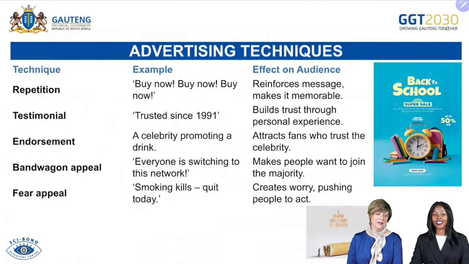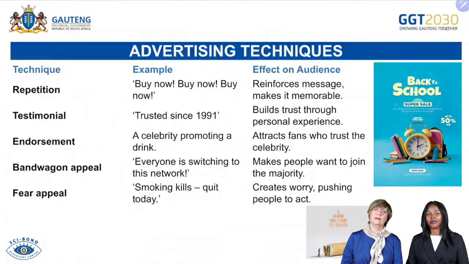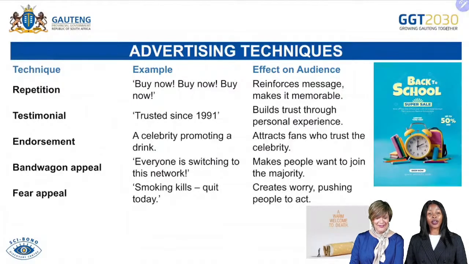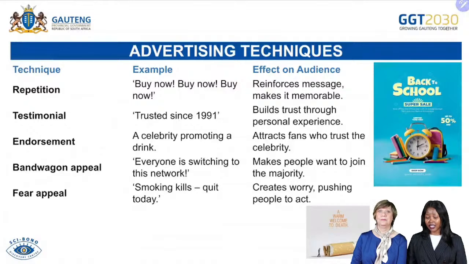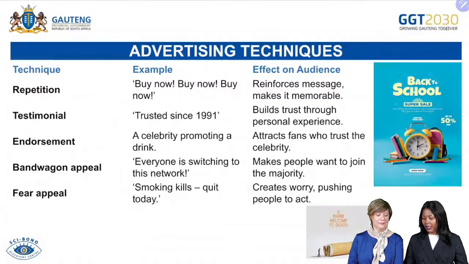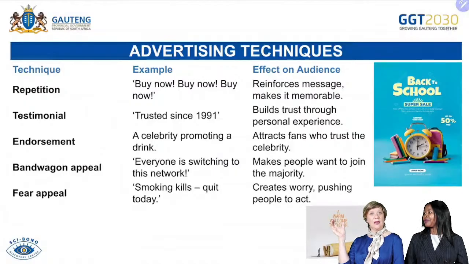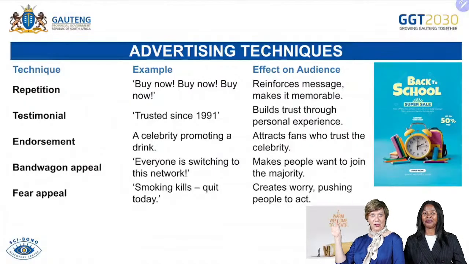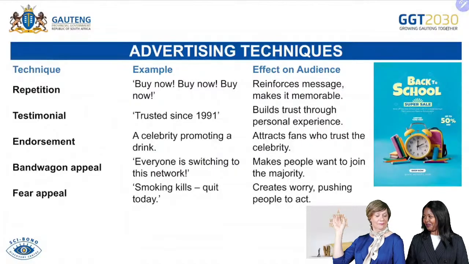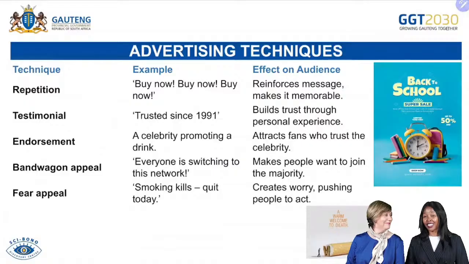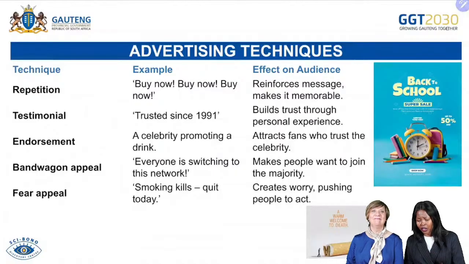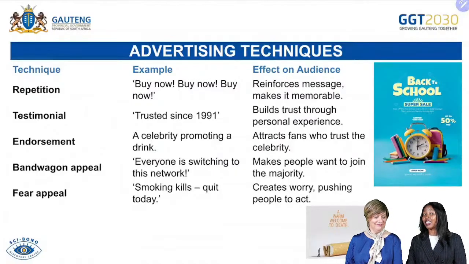Then testimonials: "Trusted since 1991." How many of us have bought products because they've existed for that long? This builds trust through personal experience. If we know that it's been in existence for this long, it means I can definitely trust it. And then we've got endorsement. This is where a celebrity is promoting a drink. Definitely. And we know with all the influencers and celebrities, if they're endorsing the product, we run for it. What does it do? It attracts fans who trust that particular celebrity.